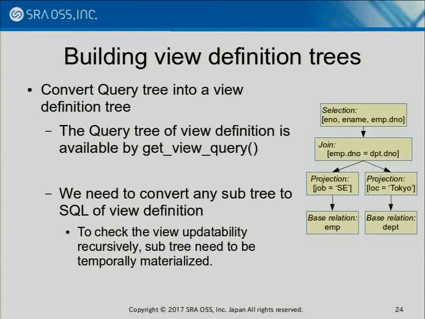In the before trigger, we build the view definition tree. The view definition tree is converted from the query tree, which is available by the getViewQuery function. This is an API of the rule system of PostgreSQL. As a requirement of this view definition tree, we need to convert any subtree of this tree to the SQL query of the view definition. This is because, to check view updatability recursively, any subtree needs to be temporarily materialized.